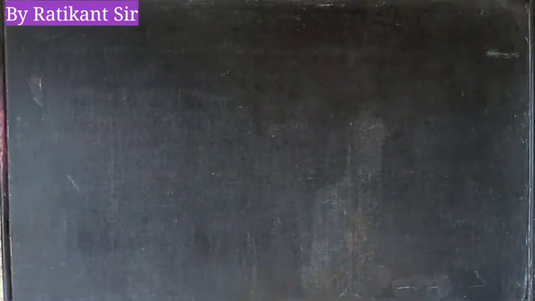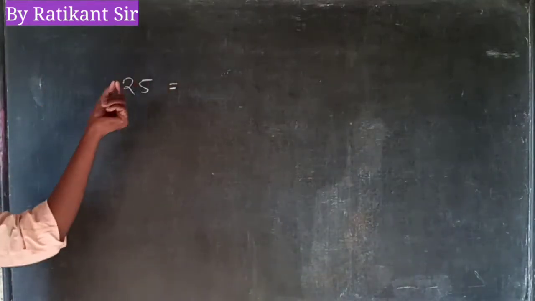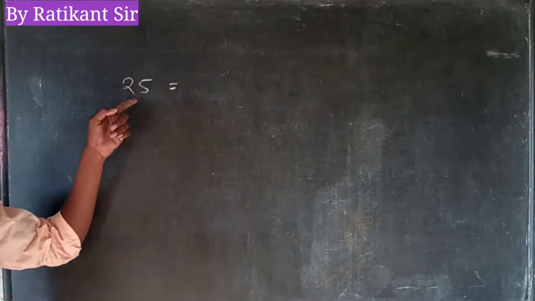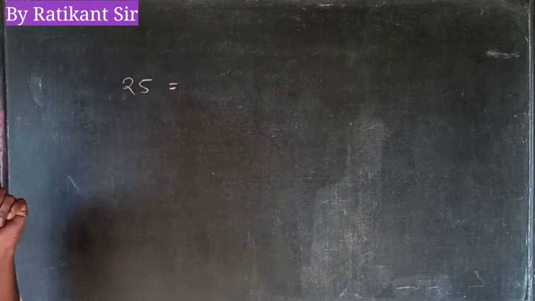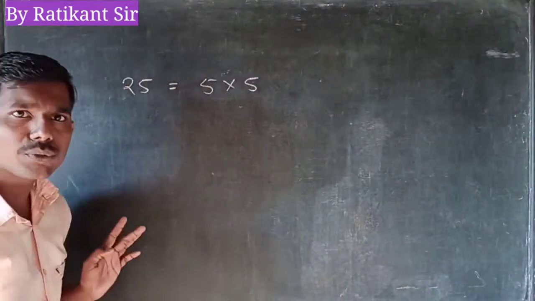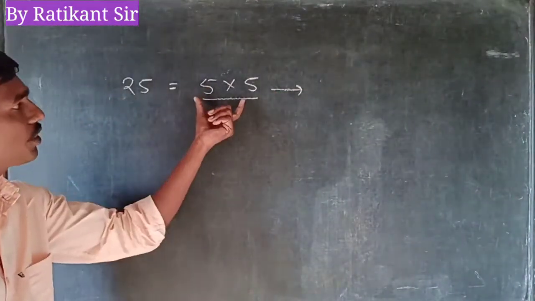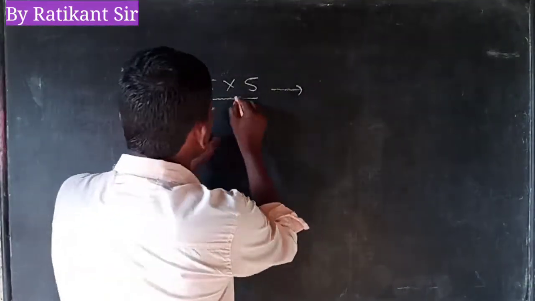I have one more question for you. Suppose 25. We can factorize this number by 5. We can divide this number by 5. So can I say 5 into 5? 5 5s are 25. This is called factorization.